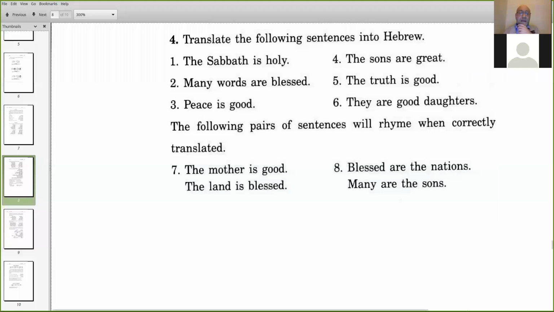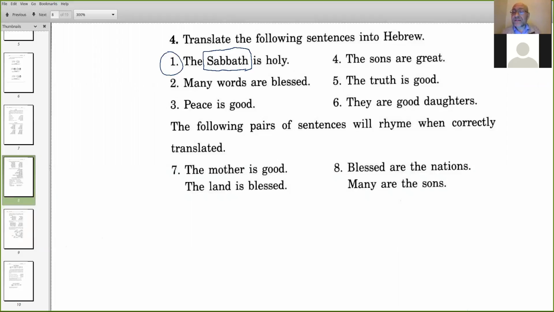Okay, now this says translate the following sentences into Hebrew. So what we want to do here is notice something very carefully. Let me get my annotation. Okay, there we go. So we're looking at number one. This is the one we're going to want to pay attention to, the noun, Sabbath. First we need to figure out whether Sabbath is masculine or feminine gender. Well, from our previous chapters, we learned that Sabbath is feminine gender.